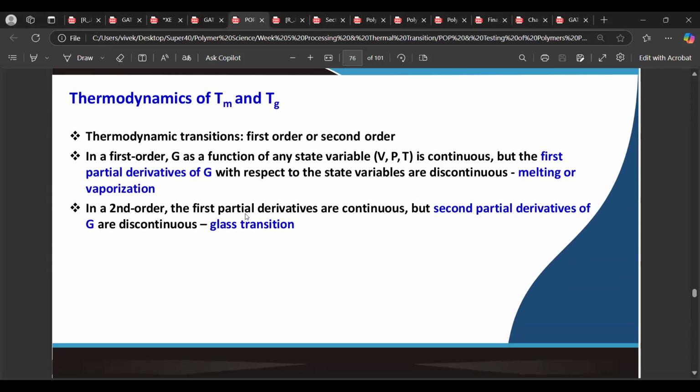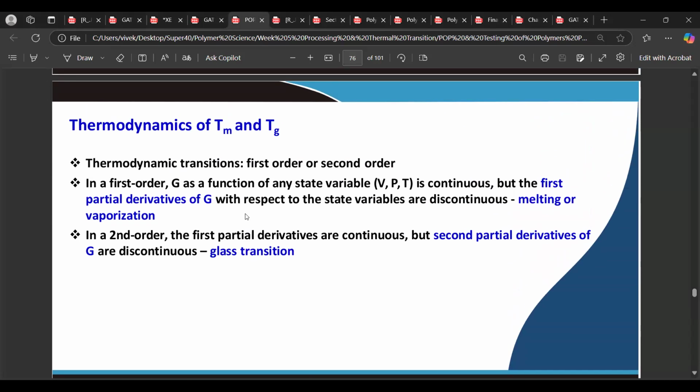Okay, so what else can you plot? Melting or vaporization, they are all first partial derivatives of G, so they show first order transitions. And glass transition, and there are also some magnetic transitions that are particularly classified as second order.